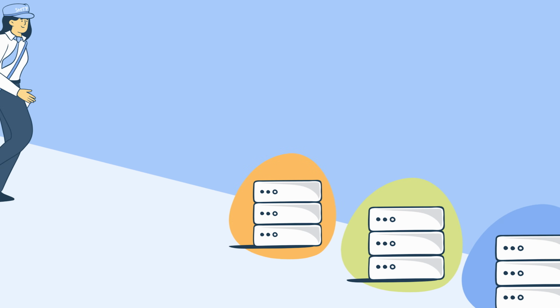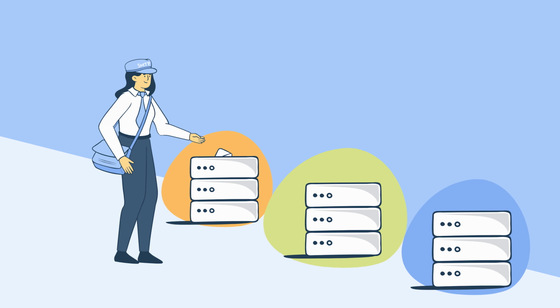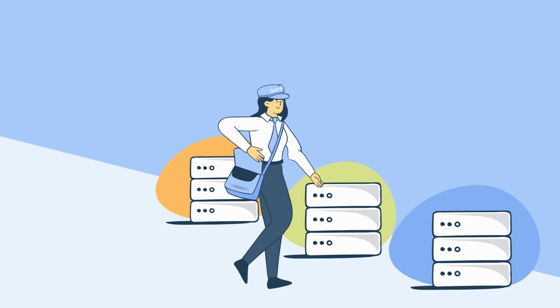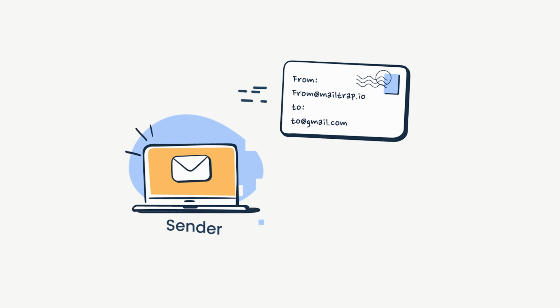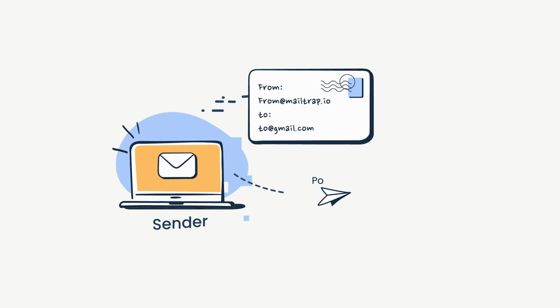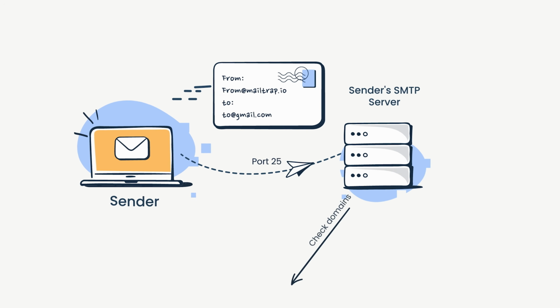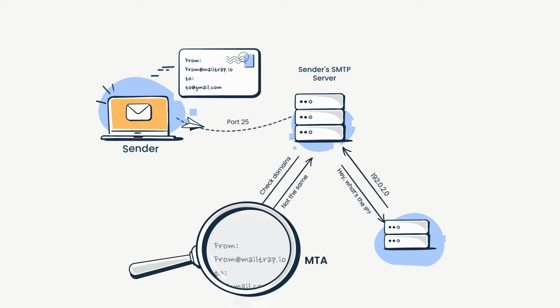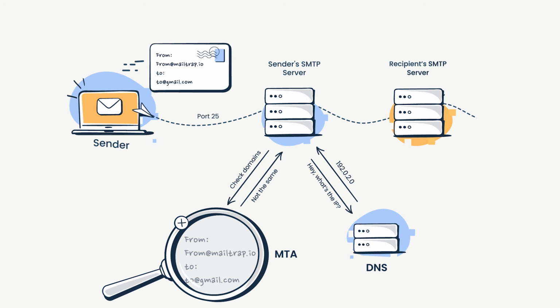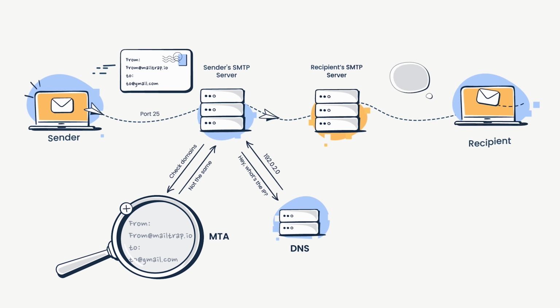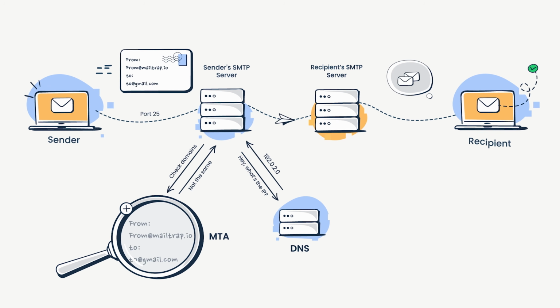Simple Mail Transfer Protocol, better known as SMTP, is the standard protocol used for sending emails across the internet. In this process, an email client connects and sends a message to an SMTP server. The server then uses a mail transfer agent to check if the domain name of the recipient and the sender is the same. If it's not, SMTP will communicate with the domain name system to retrieve the recipient's IP address and send the email to the correct recipient server.